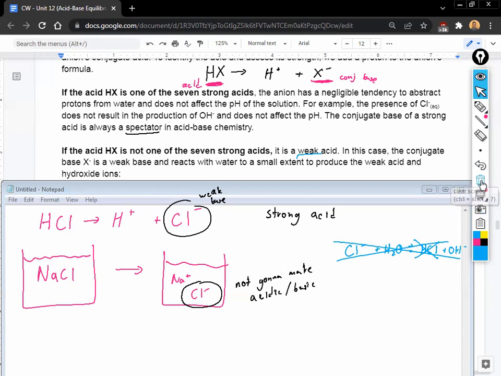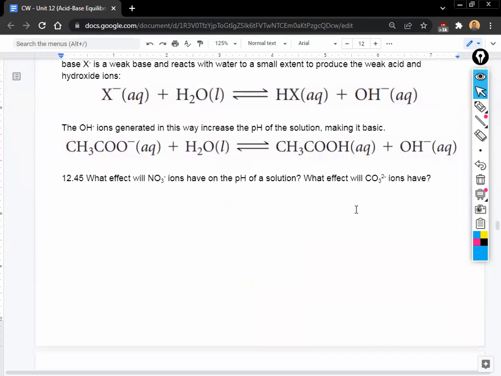So let's take a look at our first problem and let's think about this, okay? Here it's asking what effect will NO3 minus ions have on the pH of a solution? And what effect will CO3 2 minus ions have on a solution? Basically what this is asking us is, if you put NO3 minus into a solution, what is it going to do to the pH? So NO3 minus is an anion, and so we need to look at its conjugate acid. What is the conjugate acid for NO3 minus? HNO3. Good. Super simple. Just need to add an H to it.